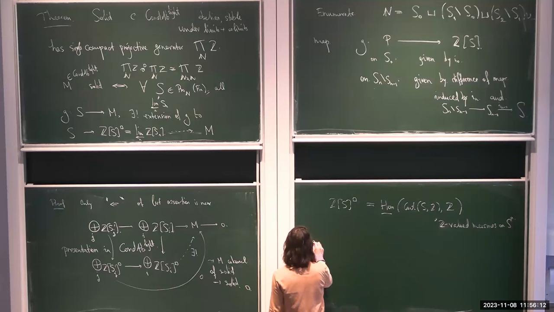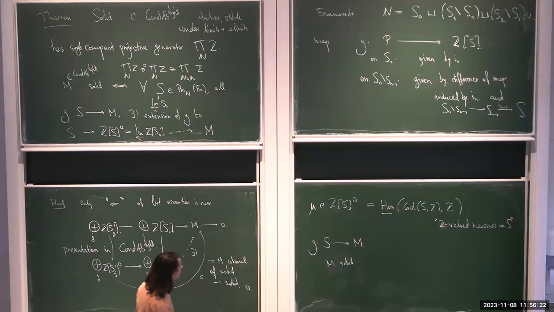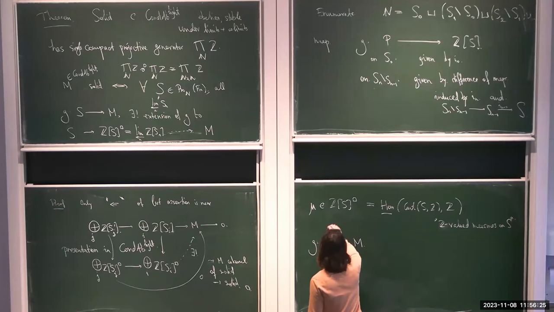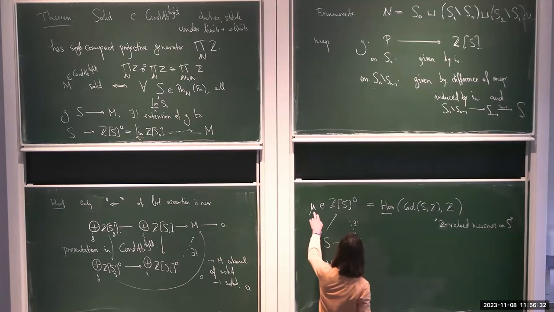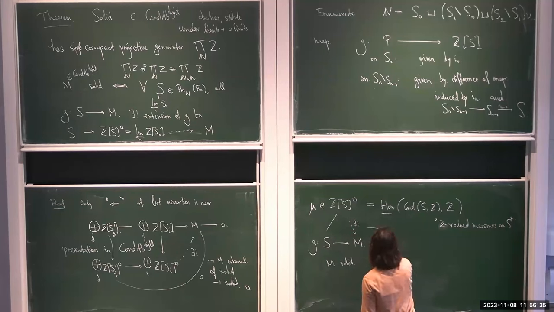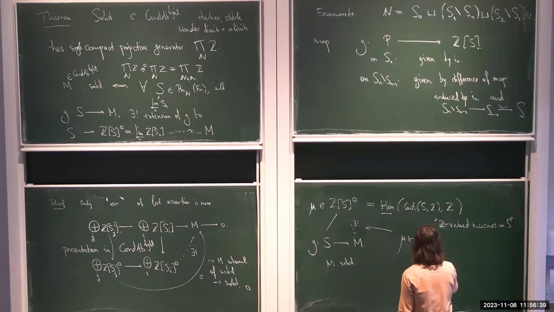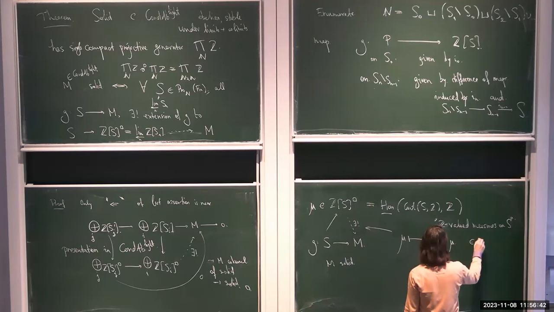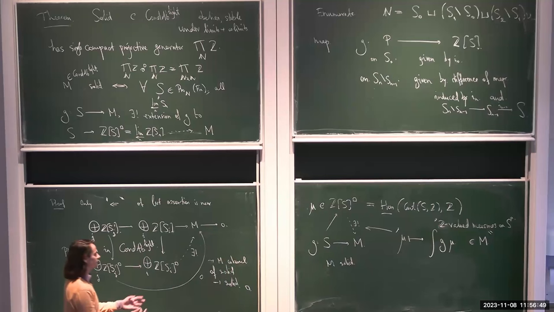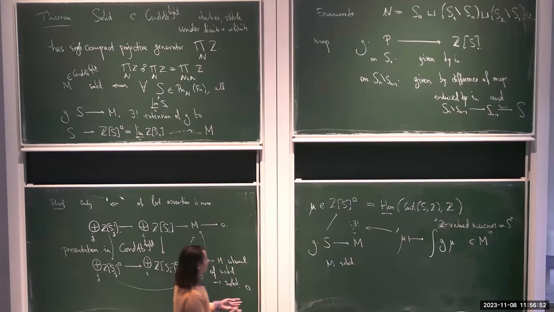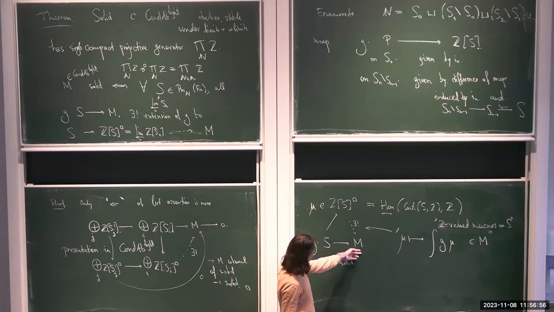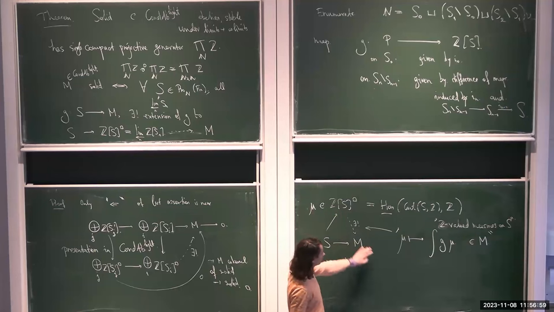And so this means that whenever you have a map from S into M, where M is solid, and whenever you have a measure on S, then this map induces, by what I said, this unique map here, and this sends a measure mu to something here. So this map is the one that sends mu to the integral of g against mu. So a light condensed abelian group is solid if whenever you have a map from some profinite set S into M and some Z-valued measure on S, then you can form the integral.